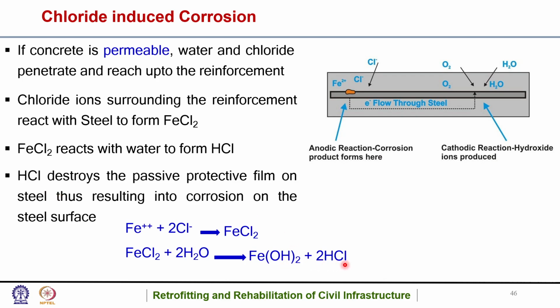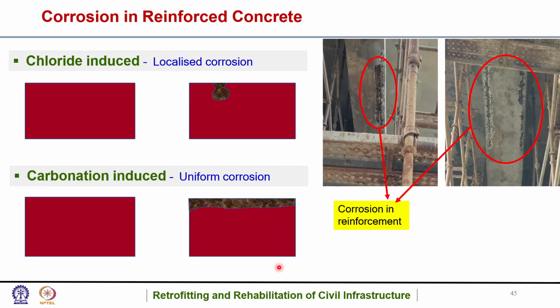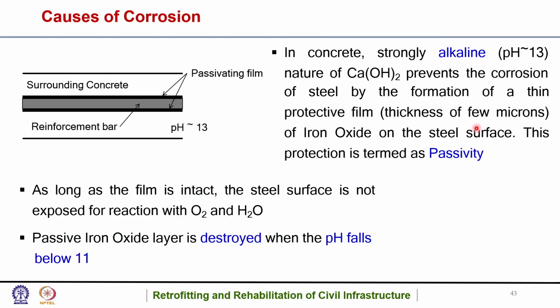In normal corrosion there is no formation of other byproducts, only ferrous hydroxide and ferric hydroxide. But in chloride induced corrosion, apart from ferrous hydroxide, there is a formation of hydrochloric acid, HCl. This is very dangerous, and it is the reason for the corrosion propagation, because of the general process of corrosion.